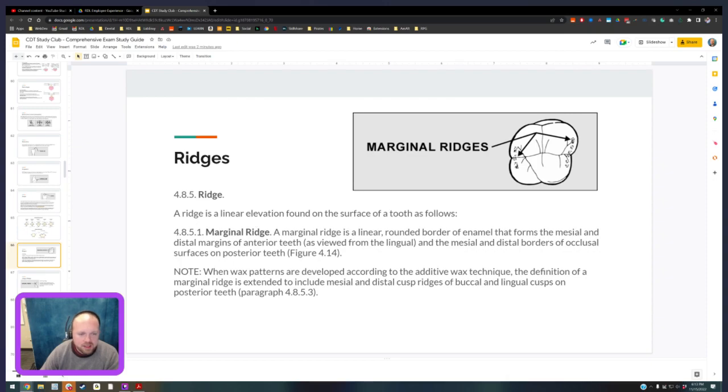Ridges. A ridge is a linear elevation found on the surface of a tooth as follows. A marginal ridge is a linear rounded border of enamel that forms the mesial and distal margins of anterior teeth. So it's this kind of dotted area here that you see on this image. This is your marginal ridge.